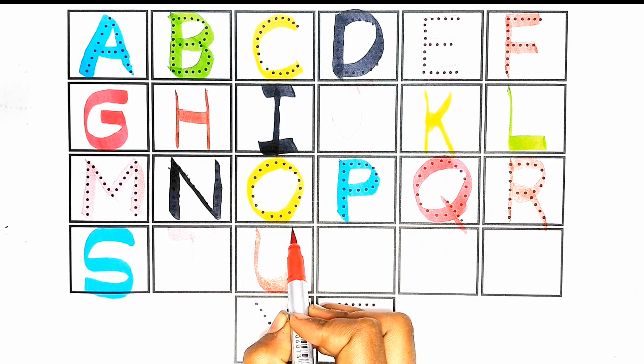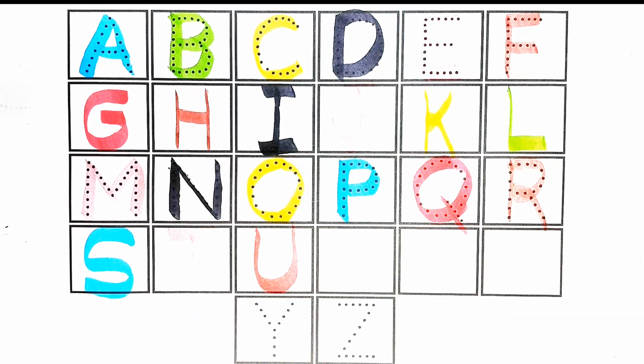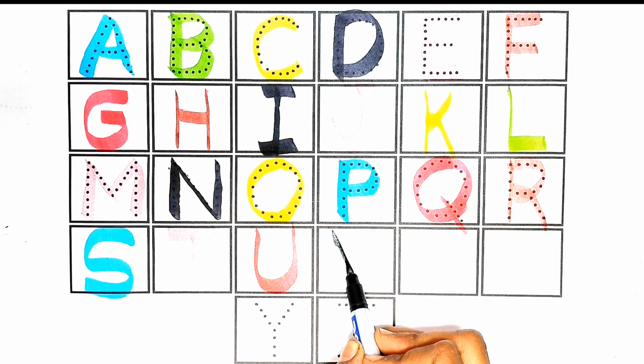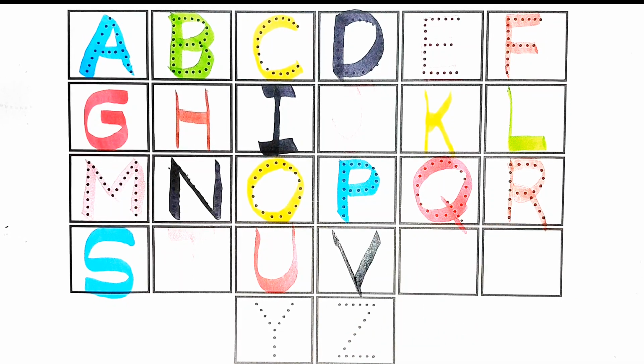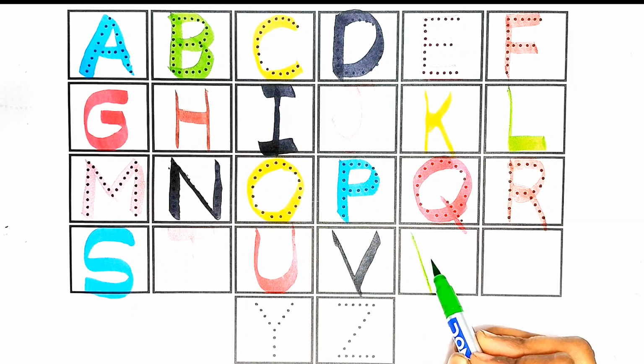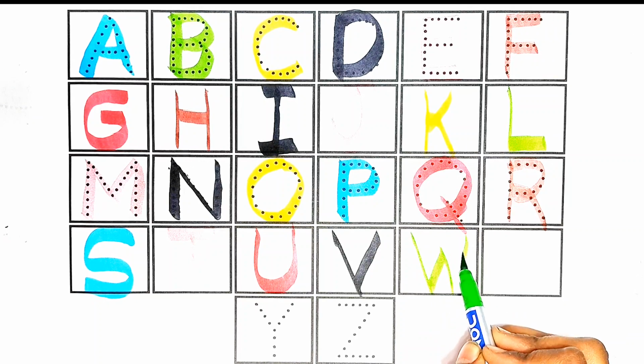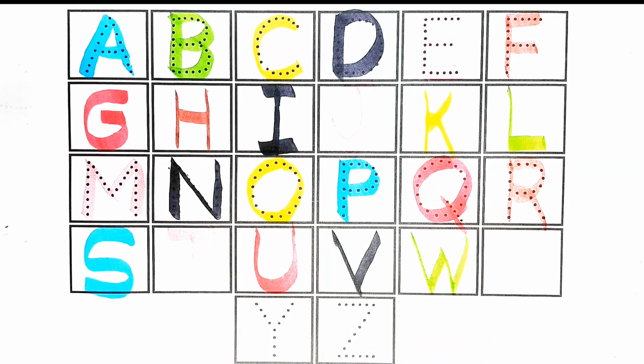U for umbrella, U for umbrella. V for van, V for van. W for watch, W for watch. X for xylophone, X for xylophone. Y for yug, Y for yug. Z for zebra, Z for zebra.